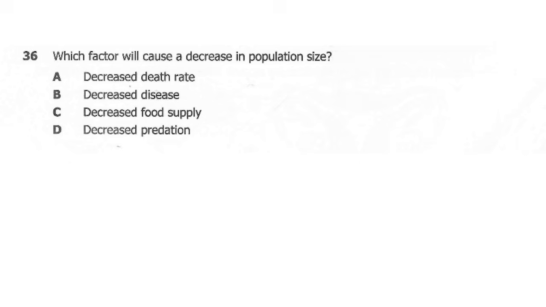Hold on, chat. The correct answer here is C, decrease the food supply. When we decrease the food supply, organisms won't have enough food, so they start starving and end up dying. As the death rate increases due to lack of food supply, the population reduces. So the correct answer here is C. Well done, chat. We'll move on to the next question.